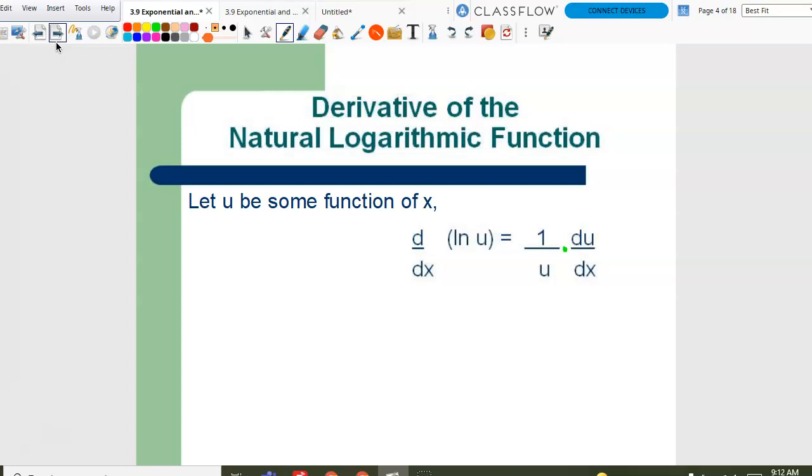Alright, so what I kind of started to introduce is that, like yesterday, if we took the derivative of e to the u, it was e to the u times du dx. If you take the derivative of the natural log of u, and u inside is something other than x, then its derivative is 1 over u times du dx, or u prime. So again, this is kind of like u prime over u.